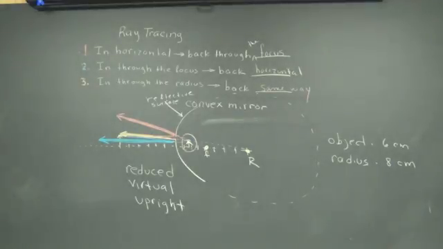Alright, you try one on your lonesome. Let's try the object at 2, the radius 4, on a convex mirror. So here's your problem in the box. Convex mirror. We're going to switch it up to lenses next week. Object at 2, radius 4.